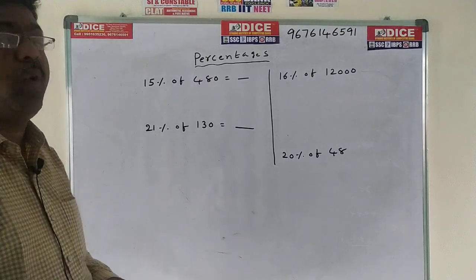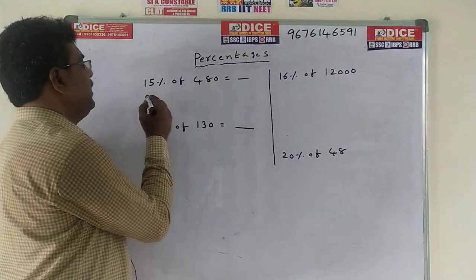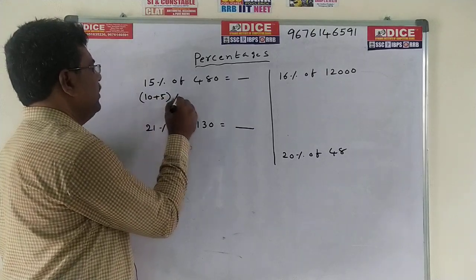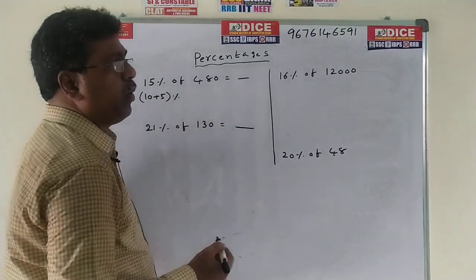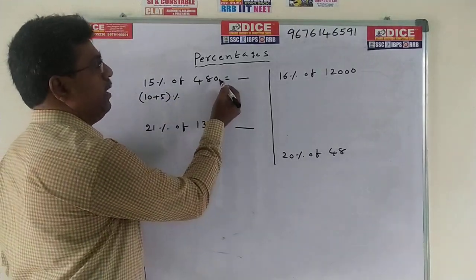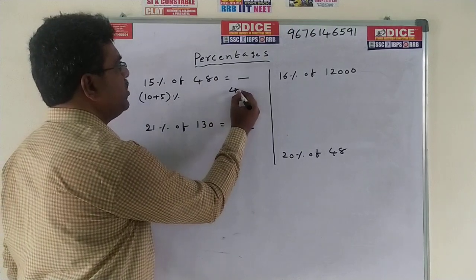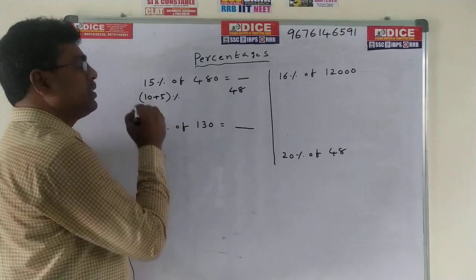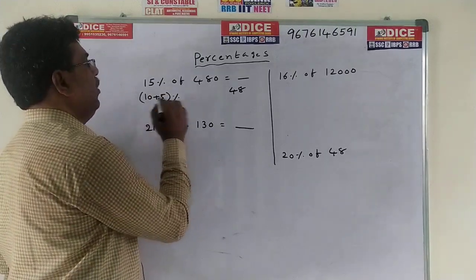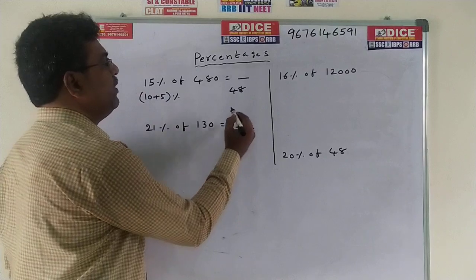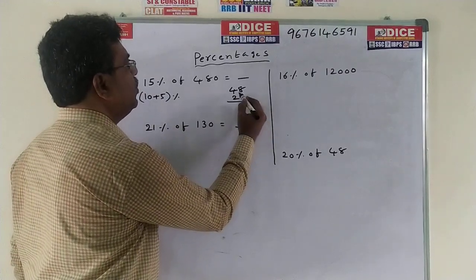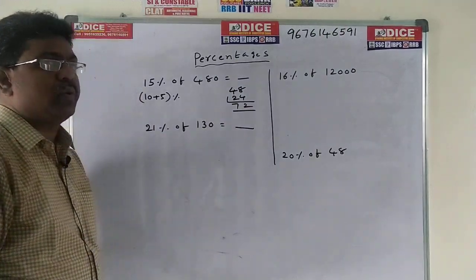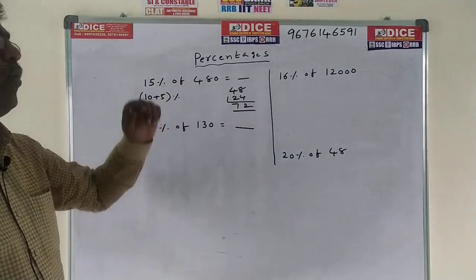So 15% of 480. I am assuming this 15% as 10% plus 5%. What is the 10% value? Already I told you, for 10% you have to take a decimal after one digit, so the 10% value is 48. What is the 5% value? Half of the 10% value. Half of 48 is 24. So by adding these two, 8 plus 4, 12, 72 is the answer. 48 plus 24, 72.